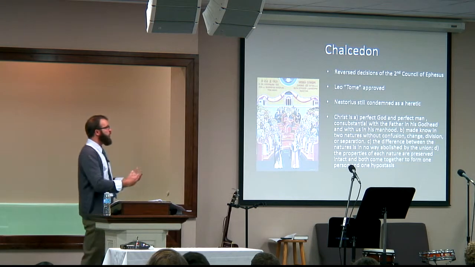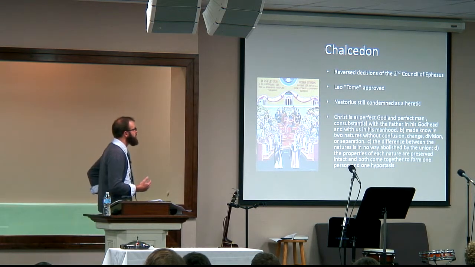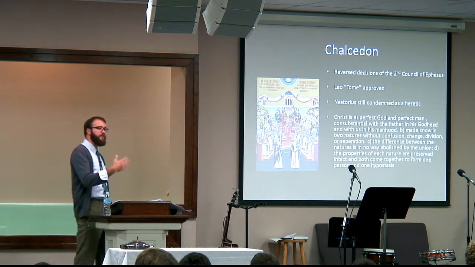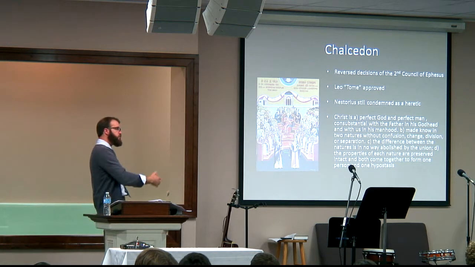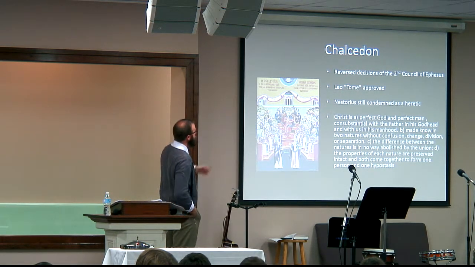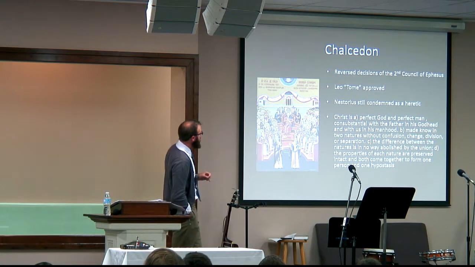And this is going to reverse all the decisions of the Second Council of Ephesus. Leo's tome is approved. Nestorius is still condemned as a heretic, although a lot of his ideas, as they continue to develop, fall more in line with Chalcedon. And this is what it says. This is kind of Chalcedon in a nutshell.